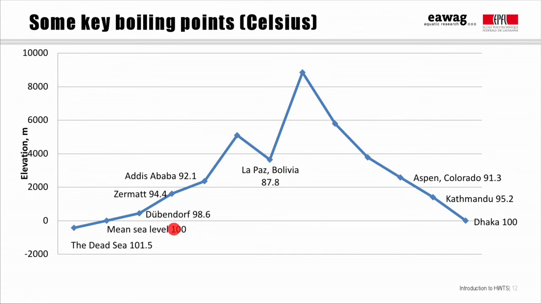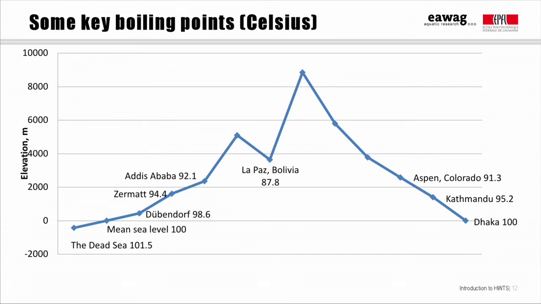Well, of course, at mean sea level, the boiling temperature is 100 degrees. It's the same in Dhaka at 4 meters above sea level. It's pretty much the same in Dübendorf, home of Eawag in Switzerland. And if we look at some of the high cities in the world, Addis Ababa, La Paz, Aspen, we see boiling temperatures of around 90 degrees.